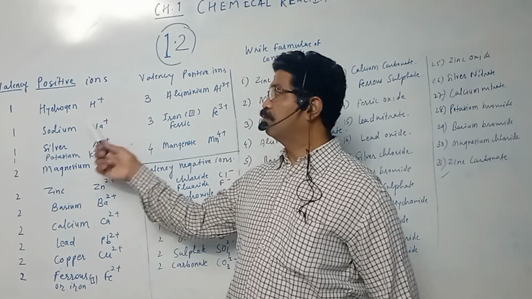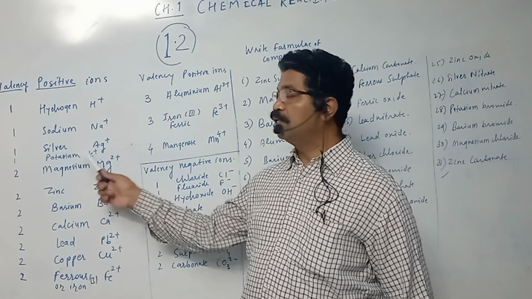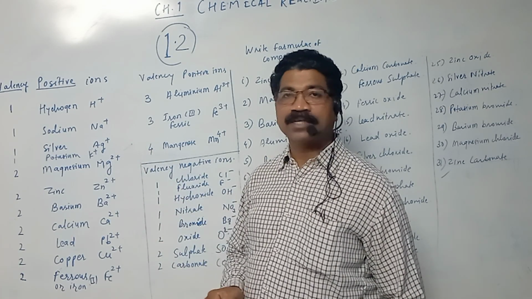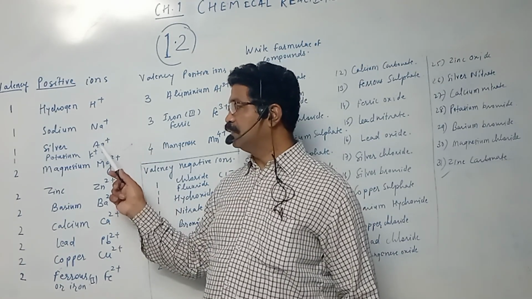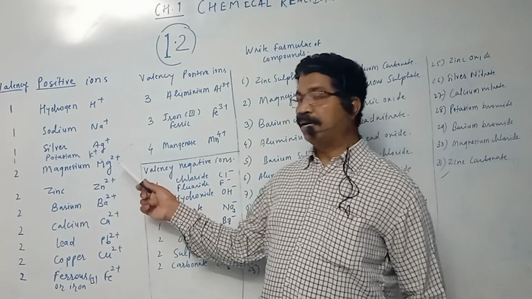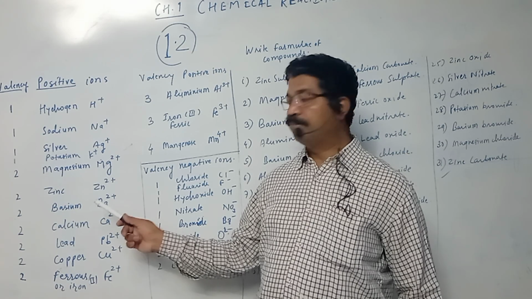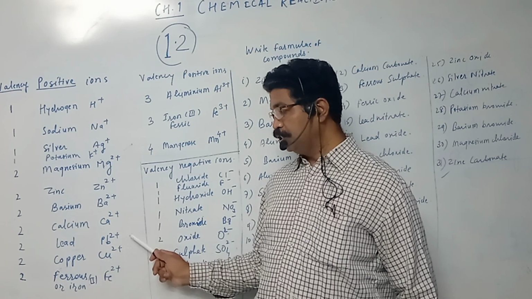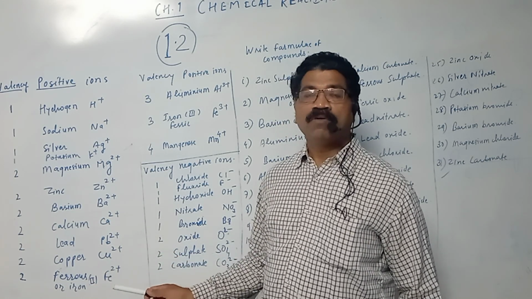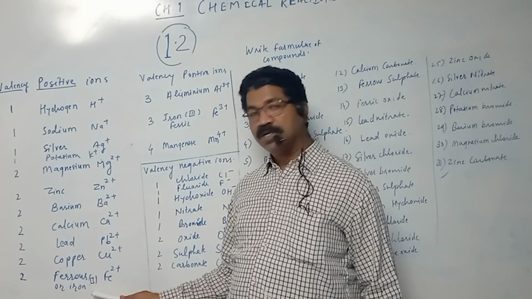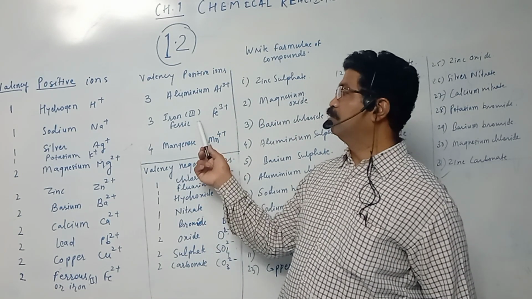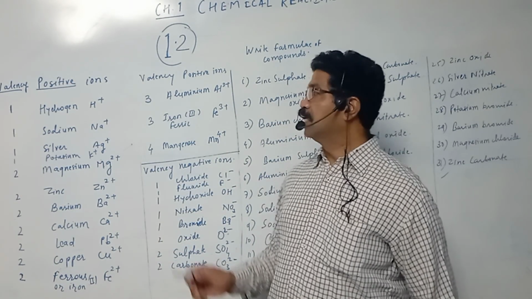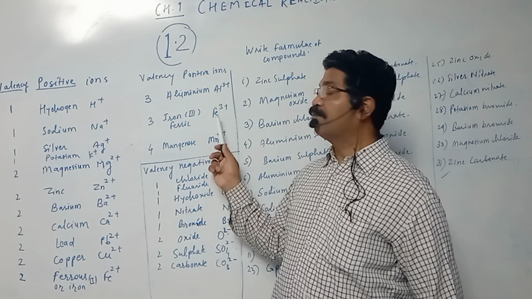Positive ions are found. Which one? Hydrogen H plus, sodium Na plus, silver Ag plus, potassium K plus. So these metals donate one electron. That's why they produce H plus, Na plus, Ag plus, K plus. Then magnesium Mg2 plus, zinc Zn2 plus, barium Ba2 plus, calcium Ca2 plus, lead Pb2 plus, copper Cu2 plus, ferrous Fe2 plus. Now iron can produce two oxidation states. This is 2 electron donation, and here it can donate the 3 electron. If iron is donating 2 electron, it is ferrous. If iron is donating 3 electron, it is Fe3 plus.